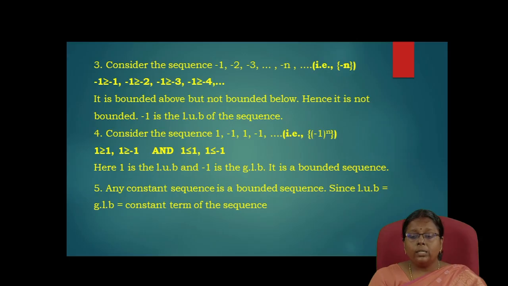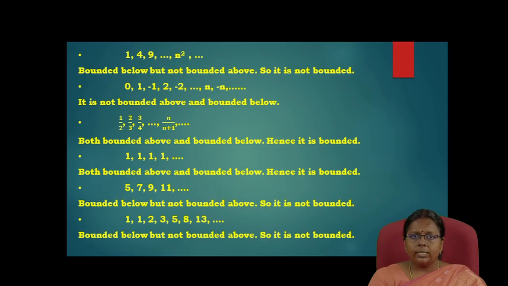Again consider the sequence 1, -1, 1, -1, and so on. Here each term is greater than or equal to -1 and less than or equal to 1. So -1 is the GLB and 1 is the LUB. Since it is both bounded above and bounded below, this sequence is bounded. For any constant sequence, the GLB and LUB are equal to that constant, so a constant sequence is a bounded sequence.